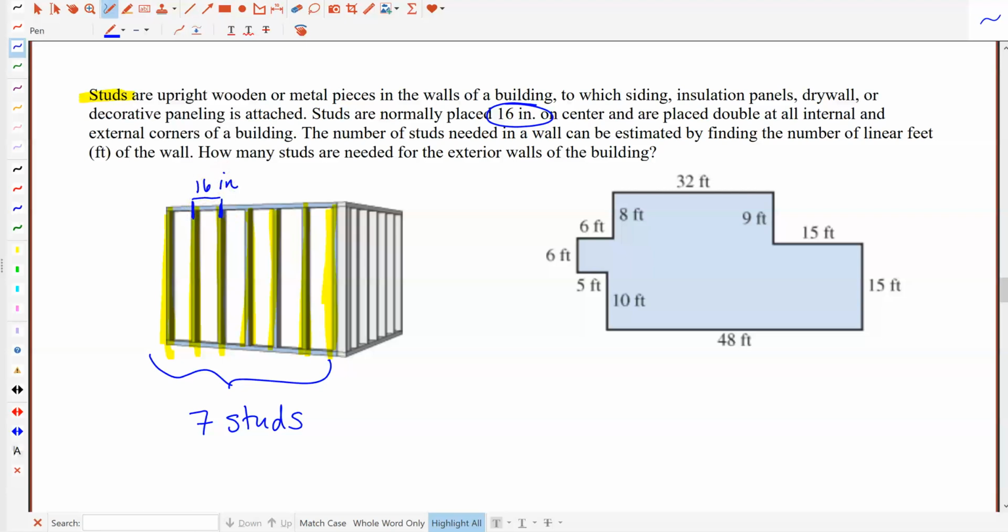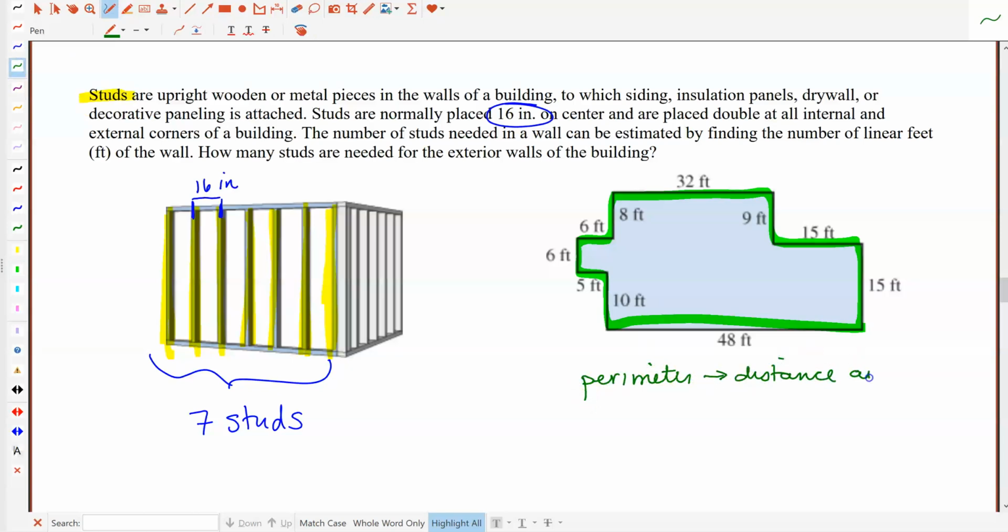Now we're told that we can estimate the number of studs that we'll need on a wall by finding the number of linear feet of the wall. So given this diagram right here, we want to find out basically how much wall we have. So we're going to walk around this outside edge of this figure and find out exactly how long in feet all those walls are put together. That idea in geometry relates to the perimeter of an object, which is the distance around the outside edge. Okay, so we're going to find the perimeter of this building by adding up all of those distances.